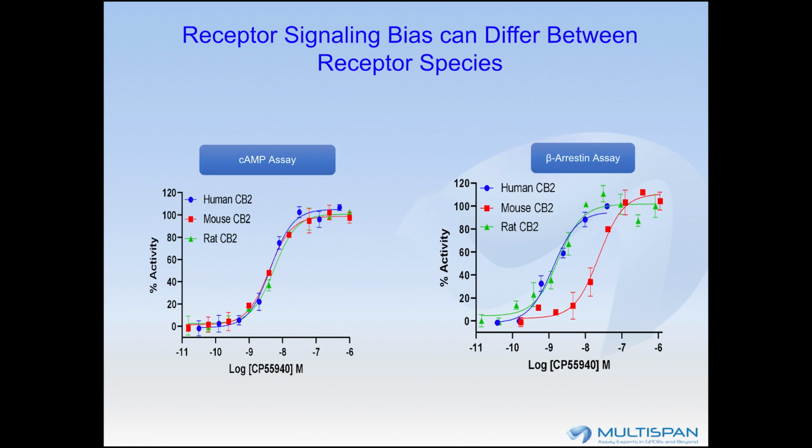So what you see on this slide on the left are effects of CB2 mediating cyclic AMP, and we see no differences between human and animal receptors. On the right, however, we see that with the mouse, we see a difference in the beta-arrestin effect. What this will translate to is that any bias that we've measured in the human receptor will not translate to the mouse. And so we will have a discordant prediction of signaling.